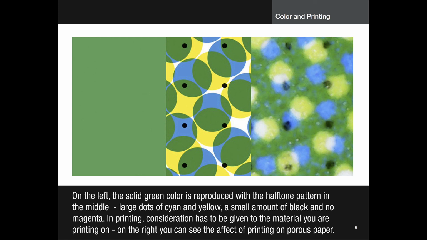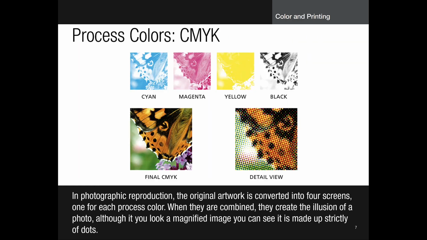Now, the other thing with packaging, you also have to take into consideration the substrate, or the material you're printing on. So when you print on cardboard or paper, you're not going to get the really clean dots like you see in the center. They're going to spread a little bit, and it's going to be a little bit imprecise, like you see on the right there.